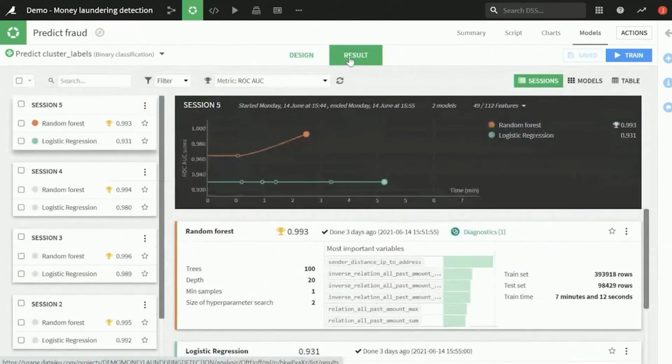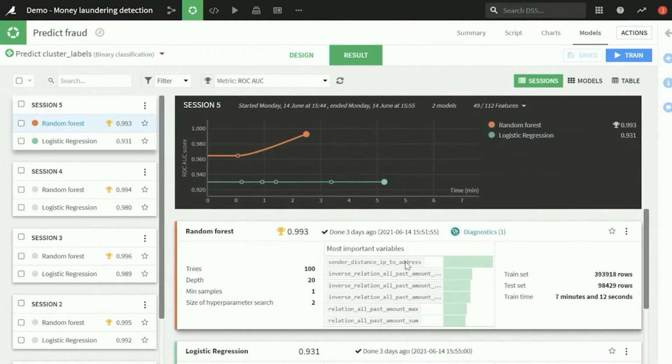Now we are going to be looking at the results of our model, and we can see that the best performing algorithm seems to be the random forest algorithm. So for us, it's the one that gives the best predictions. And here you can see some of the important variables associated with that algorithm. So for example, we see that the distance between the IP address and the address is actually something that is fairly important for the model. So the greater the distance, the higher the risk that we are looking at something fishy.